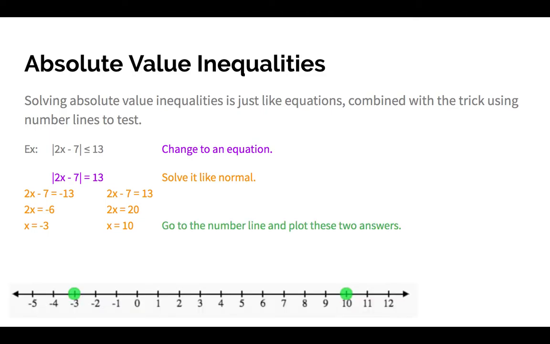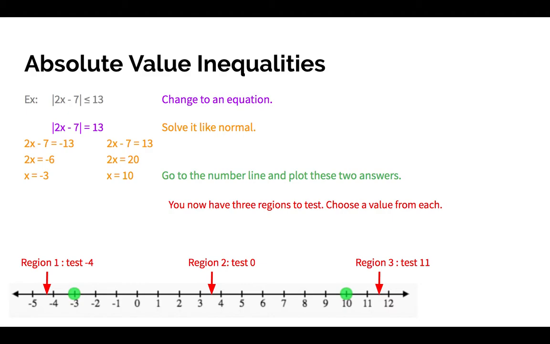Now I go to my number line and I'm going to plot those two answers. Since the original problem said less than or equal to, I put solid circles on -3 and +10. Now, here's what's going to be the challenge. Because there are two dots on this number line, it actually cuts it into 3 regions. There's the left of -3 region, the in between the two dots region, and the right of 10 region. So I'm going to test one value from each region.